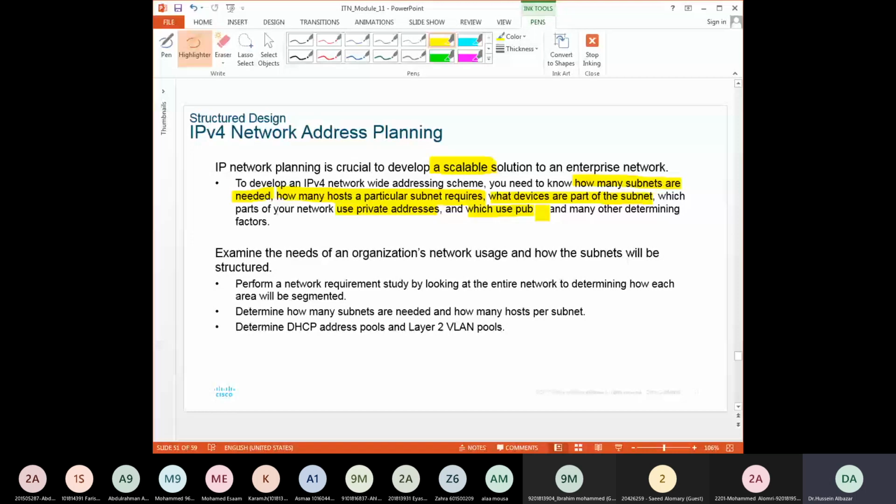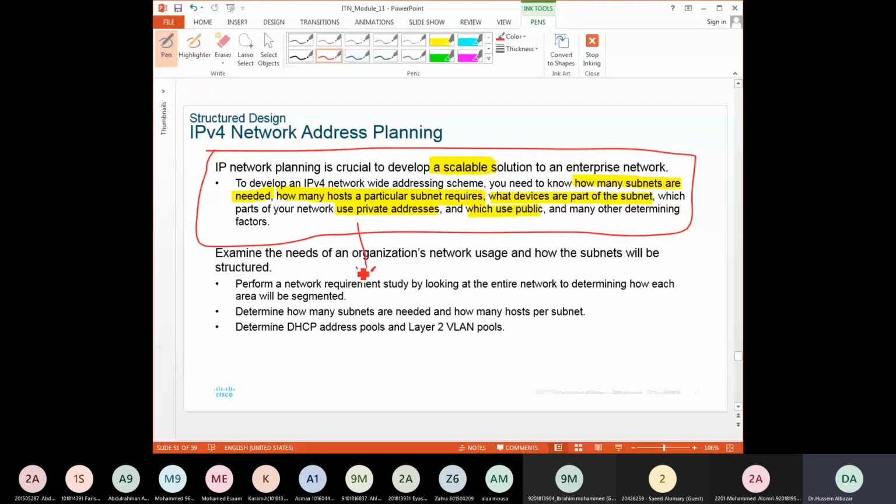So examine the needs of an organization, network usage, and how the subnet will be structured. Check the requirements. After that, you can decide how to subnet your network. Perform a network requirement study by looking at the entire network to determine how each area will be segmented. Determine how many subnets are needed and how many hosts per subnet.